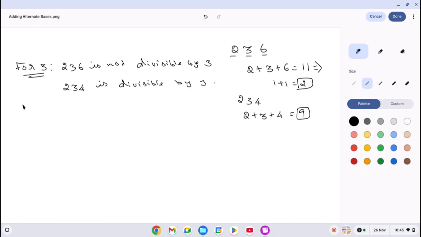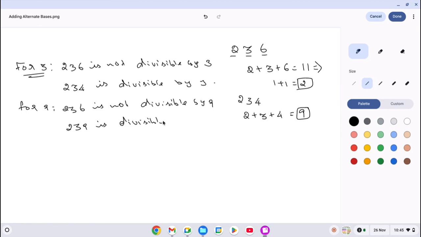Okay, let me check for 9. We can take the same example. First see what is the sum of the digits for 236. It is 11. So we can say that it is not divisible by 9. So 236 is not divisible by 9. Again for this number 234, we have to check the sum of the digits. 2 plus 3 plus 4 is 9. 9 is divisible by 9. So 234 is divisible by 9.